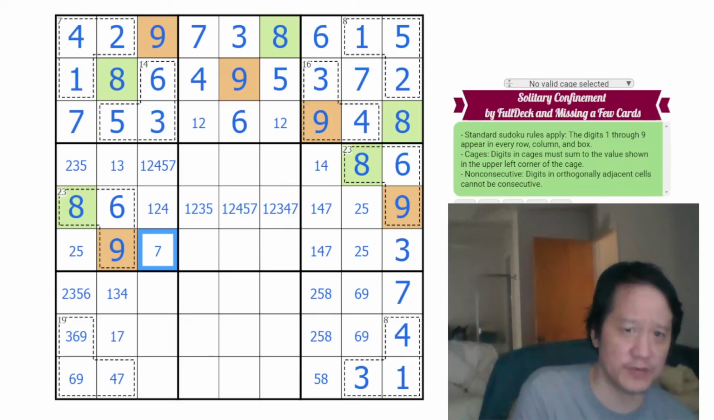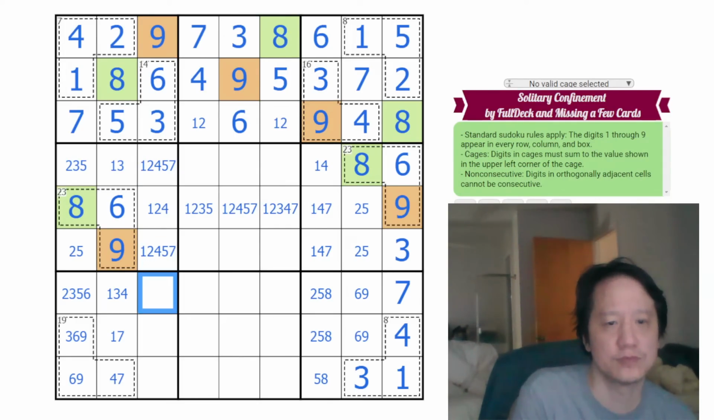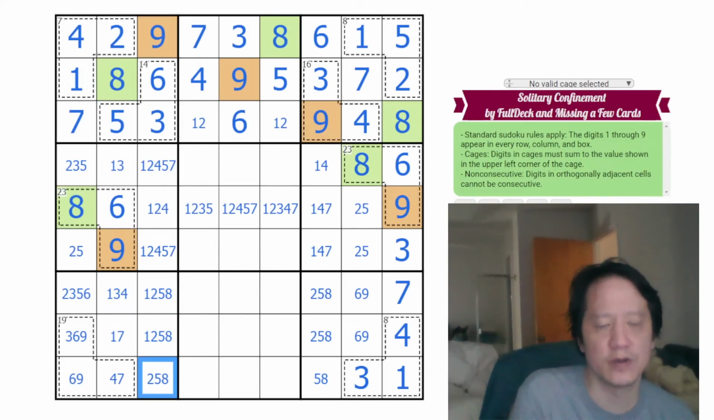1, 2, 3, 4, 5, 7. 1, 2, 4, 5, 7. So 4 and 7 are here. Cannot be 1, 3, 6, 4, or 7. So this is 2, 5. No 4, 7. So it could be 1, 2, 5, 8. Okay.